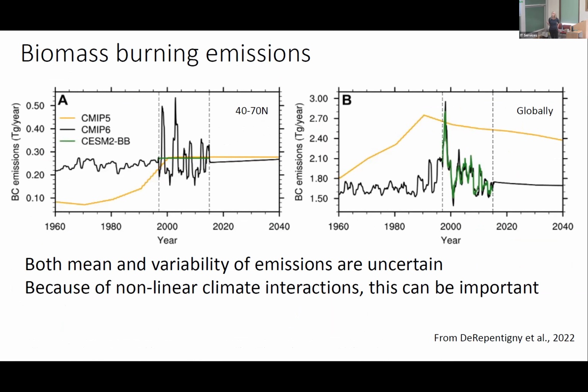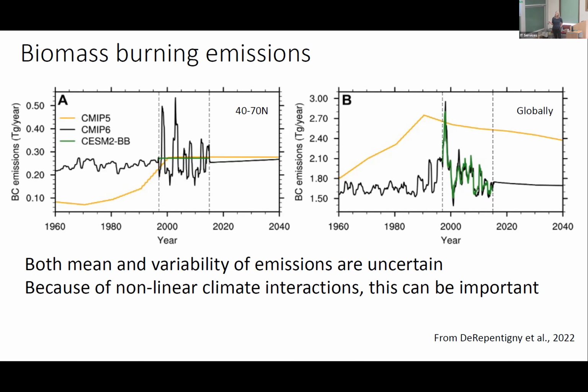This is biomass burning emissions for the 40 to 70 north region and globally, as applied in CMIP6 in the black and CMIP5 in the gold. What you see is that during this time period from 1997 to 2015, the biomass burning variability in CMIP6 ramps up enormously. That's because satellite-based emissions were used during that time period because they were available. So they're more realistic, but you also get this weird change in the variability of the emissions that we're using to force our climate models.